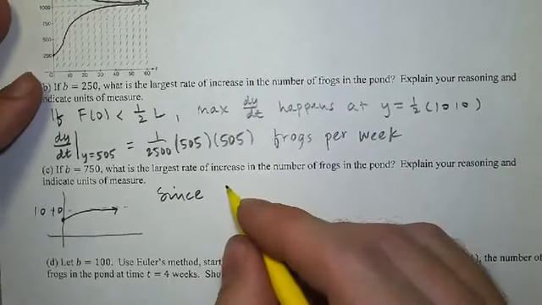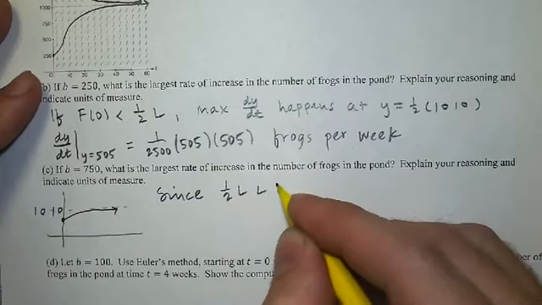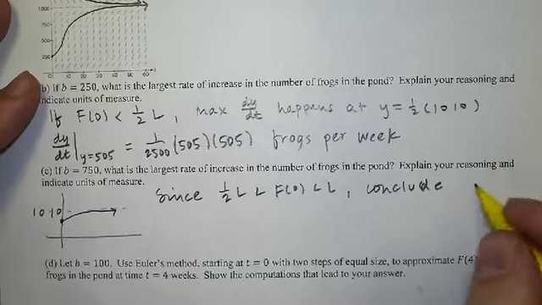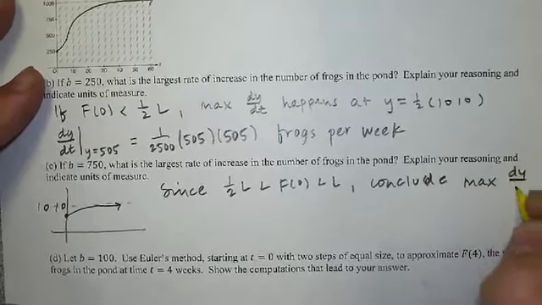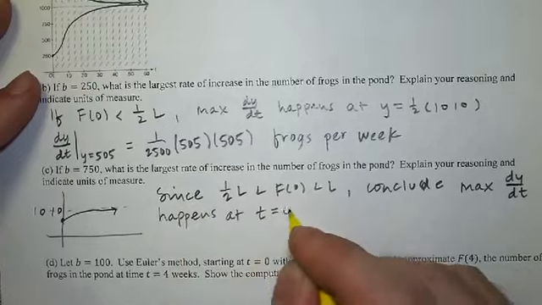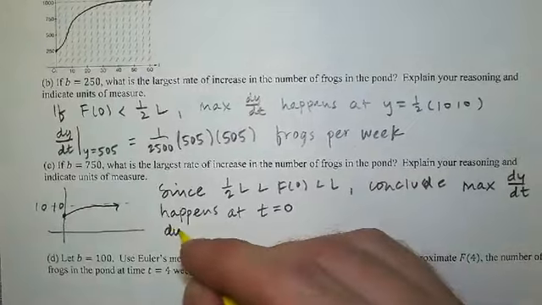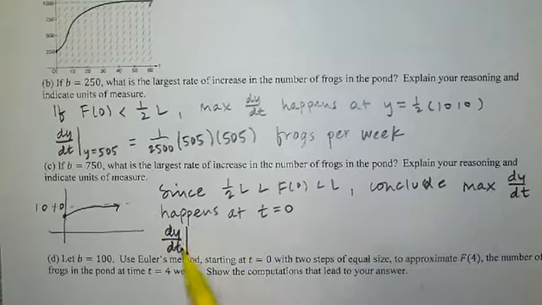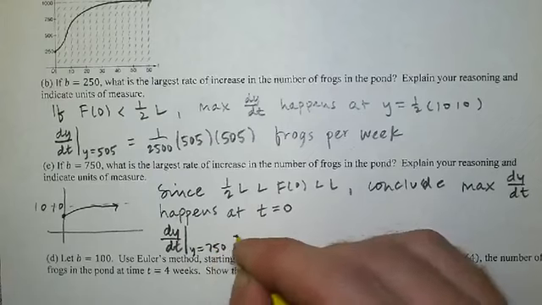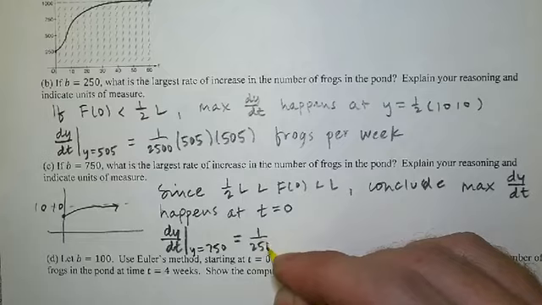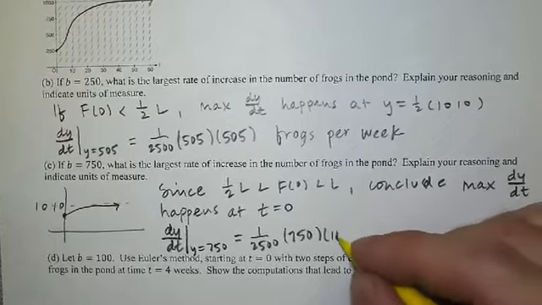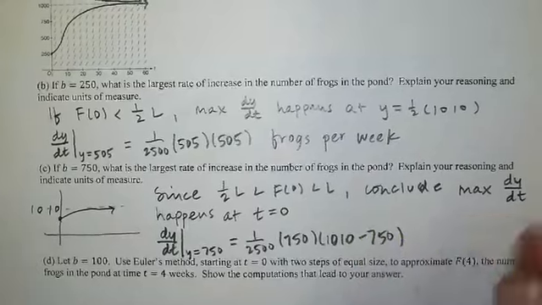I'll say since f(0) is between half of L and L, conclude that the maximum value of dy/dt happens at t equals 0. Okay, and then the actual value is going to be dy/dt at t equals 0. Well, at t equals 0, we know that dy/dt depends on y, and so we know that at t equals 0, y is going to be 750. And so 1/2500 times 750 times, I don't know just right off the top of my head, I think it's going to be 260, but not worth it, right? 1010 minus 750. And I'll just say frogs per week.